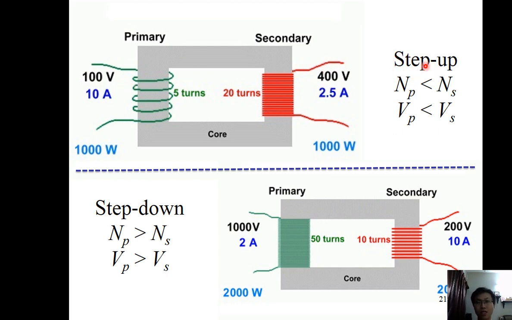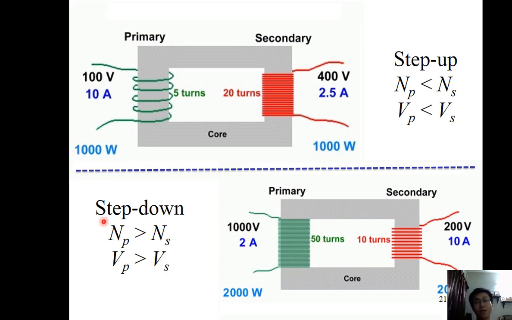This is a step up transformer where the number of primary windings will be less than the number of secondary windings. At the same time, the voltage on the primary side will be less than on the secondary side. This is called step up.